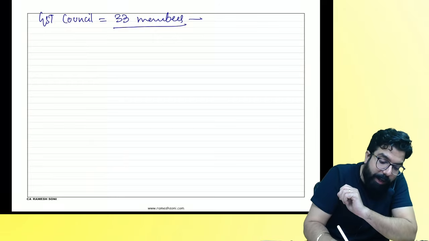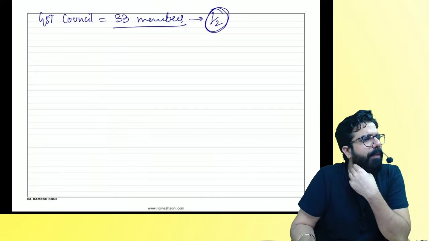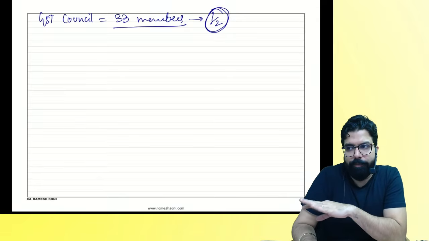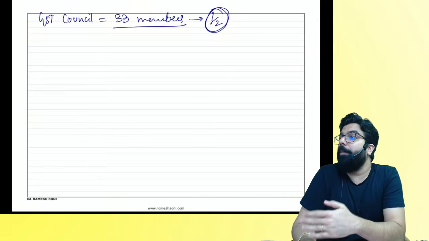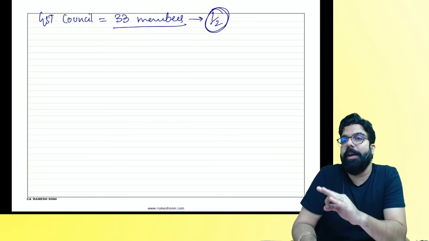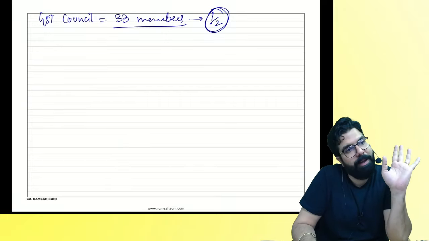Now, for a GST Council meeting to be held, half of the number of members should be present. Half means 16.5. One will send his kid saying, you go. No, it will be how many, everyone? 17. Are we clear? But in the exam, what will you write? Half of the number of members should be present. Only then can one meeting be held.